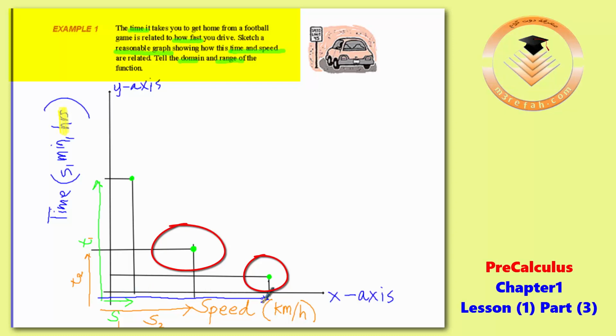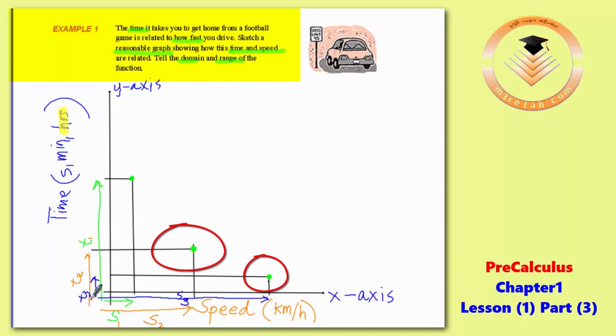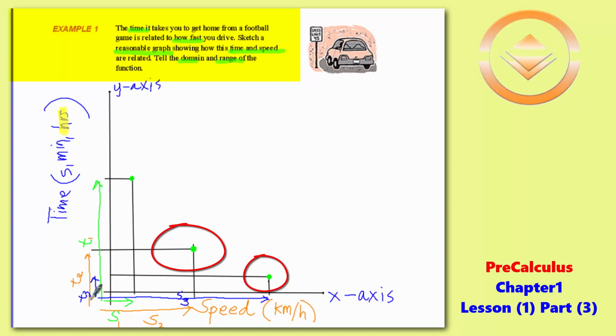So you are driving too fast. So that's, let's say, S3. Of course, if you are driving too fast, you are going to get to a certain T3 very fast. Am I correct? So these are the points that describe how you drive and how fast you get home. It takes you to get home from a football game.